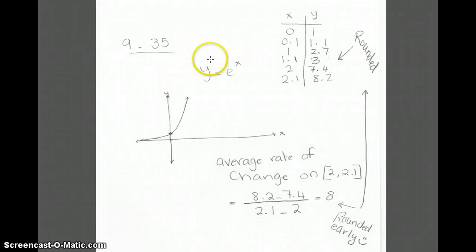Now 935. It says consider the equation y equals e to the x, sketch a graph and find the average rate of change over the following intervals. We agreed on rates of change, average rates of change. We're talking about the slope here, right? If I put a line tangent to this, what is the slope of that line at each point? Well, first of all, that's the graph of y equals e to the x, and now I will work out an average rate of change on one interval.